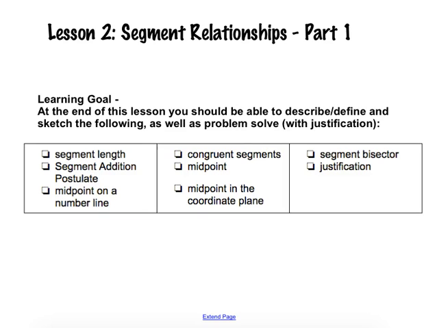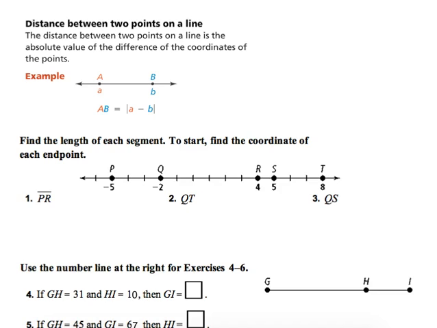So let's get started. The distance between 2 points is what we call segment length. It's how far it is from point A to point B. That would be its segment length. We find that by just subtracting the coordinates. So again, if we look at number 1, PR, since it is on the number line, you could just simply count 1, 2, and so on. But to be more efficient, we can just take -5 minus 4.